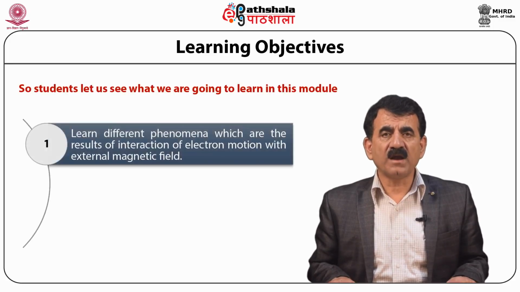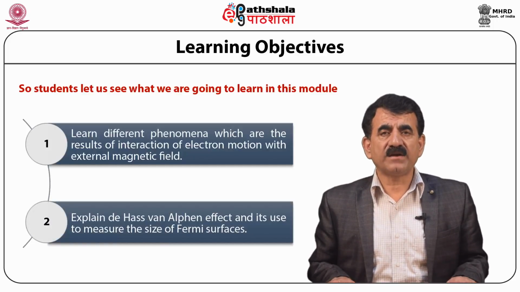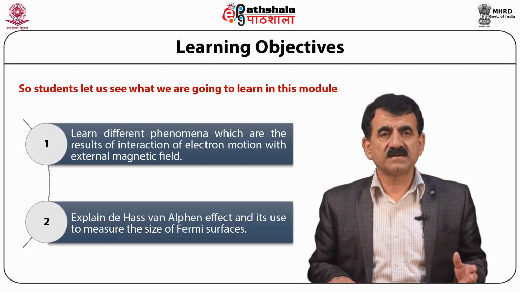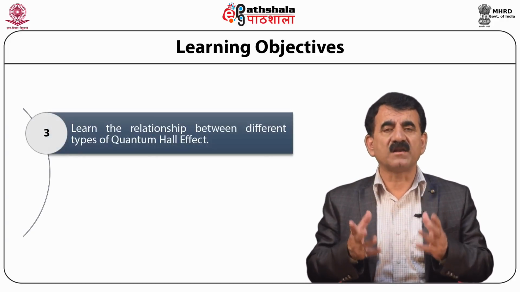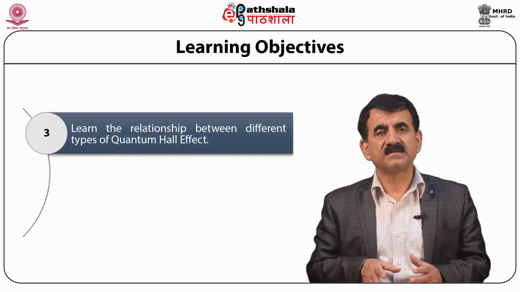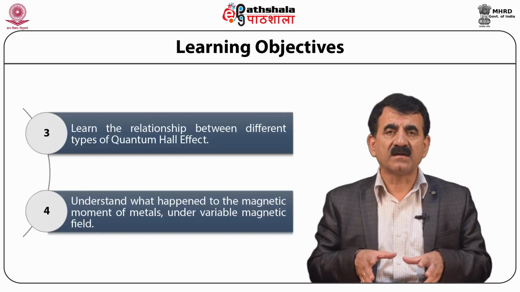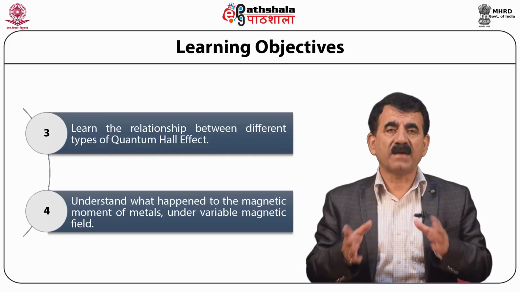Learn different phenomena which are results of interaction of electron motion with external magnetic field, explain de Haas-van Alphen effect and its use to measure the size of the Fermi surfaces, learn the relationship between different types of quantum Hall effect, understand what happens to the magnetic moment of metal or magnetic susceptibility under variable magnetic field.